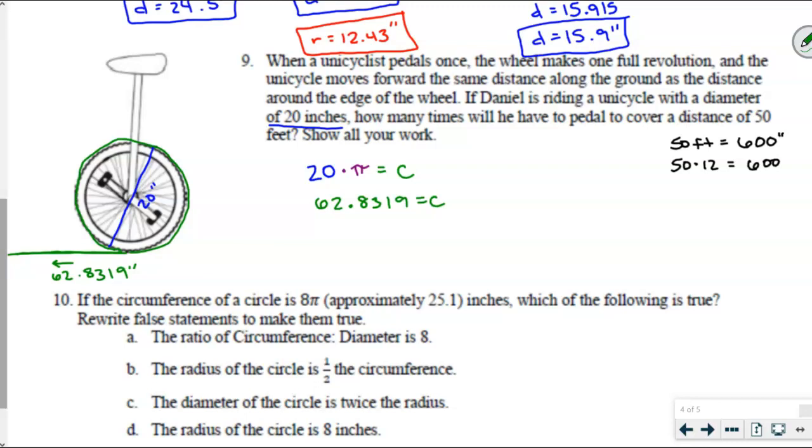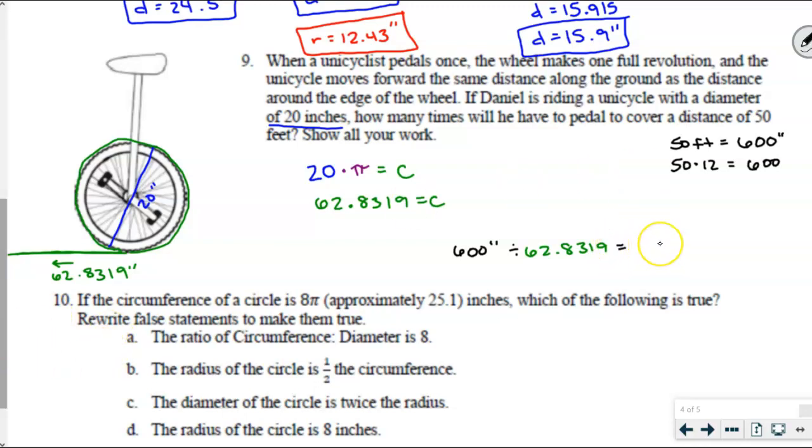Then I did the 60 inches divided by the circumference, which gave the answer. Good. Only not 60 inches, but 600 inches, right? Yeah, the 600 inches, because it's asking how far to go 50 feet. That's how far to go 600 inches. 600 inches divided by that 62.8319, the amount that we go in one revolution, and that is equal to, what'd you get, Zuri?